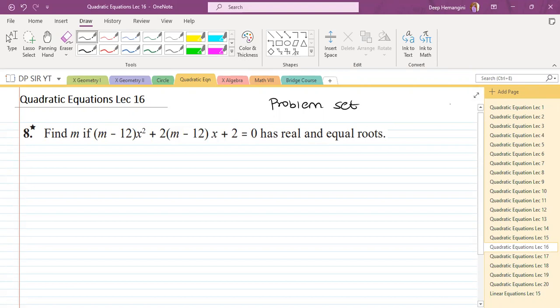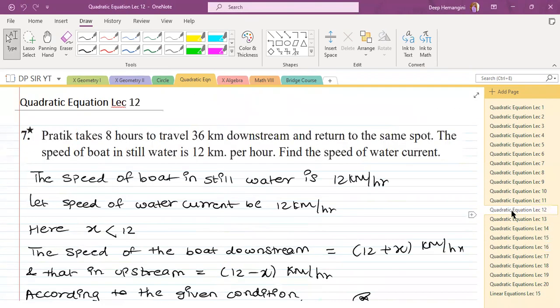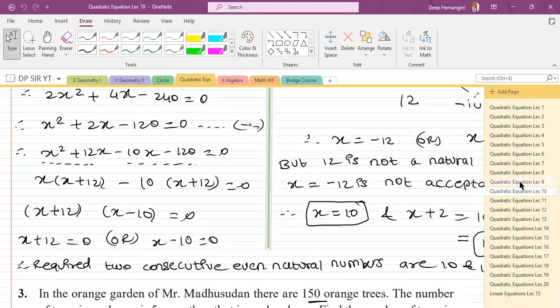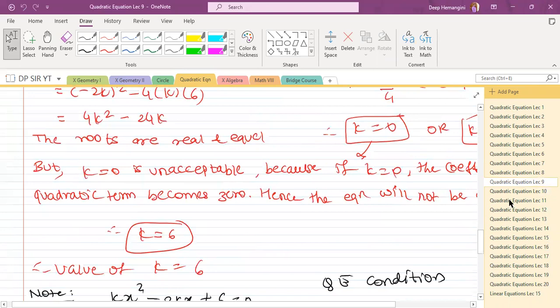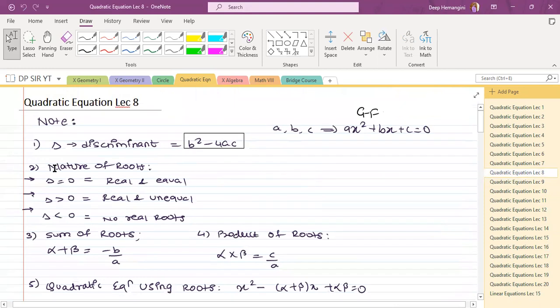So find m. In this case, you need to find m for the following. It is having real and equal roots. Again and again, I won't keep on reminding you that you need to know the condition for roots. So I expect you all to know that. Before applications, we are having lecture 8, so please keep on revising. See, real and equal roots means delta is equal to 0. Next time onwards, I won't keep on saying it again and again, okay?